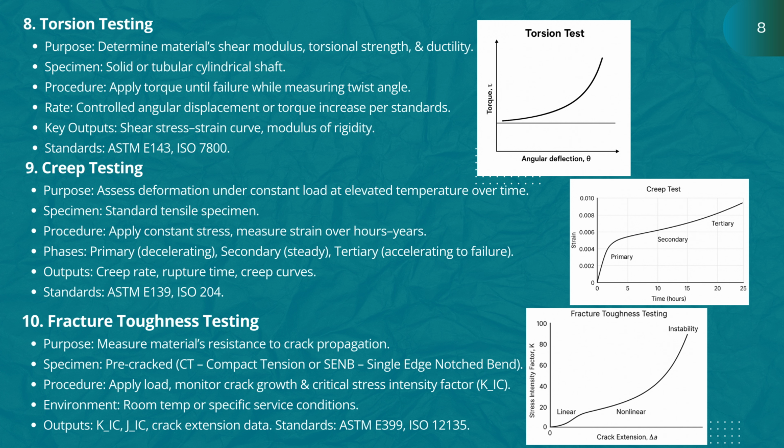In short, torsion tells us twist strength, creep tells us long-term deformation at heat, and fracture toughness tells us crack resistance.